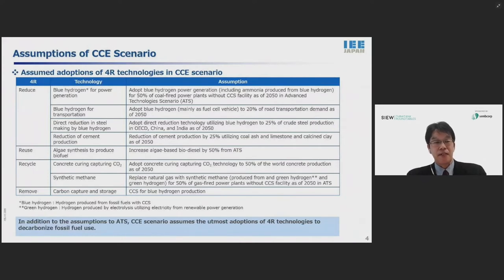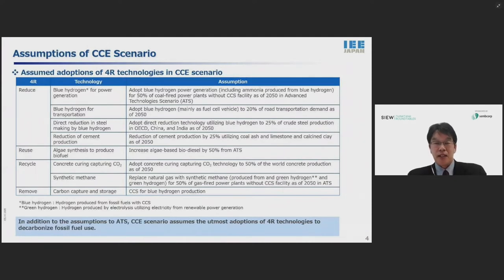technologies. In the reduce segment, for instance, we assume the substitution of fossil fuel use with blue hydrogen in the power sector, transportation, and steelmaking sector. In the reuse segment, we assume the expanded production of biofuels based on microalgae. And in the recycle segment, we assume the extensive adoption of a concrete curing technology to capture CO2, and also synthetic methane produced from carbon and hydrogen. And in the remove segment, we assume that CCS will be utilized to produce the blue hydrogen.